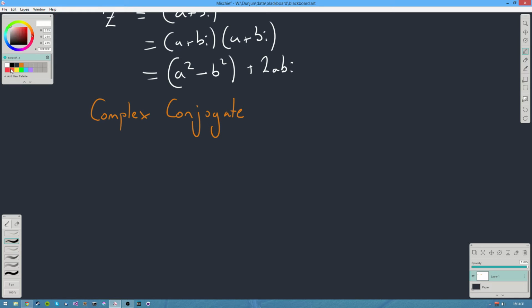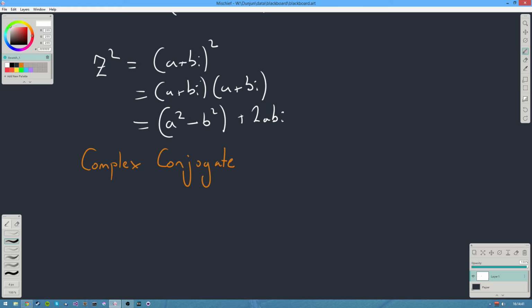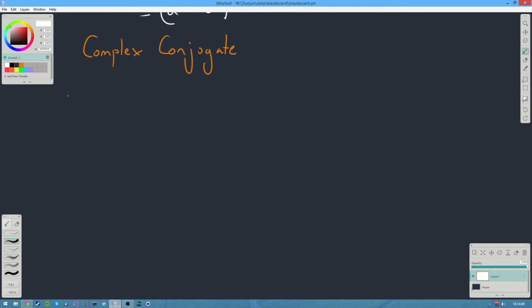Now, I've seen both notations, and I still use both, depending on the series. But the complex conjugate is when the imaginary part of the number is made negative, or negated. So if you had the number z, which equals a plus bi, the complex conjugate is either denoted with z star, or it's usually z bar. Either one is common. You'll see both in textbooks.